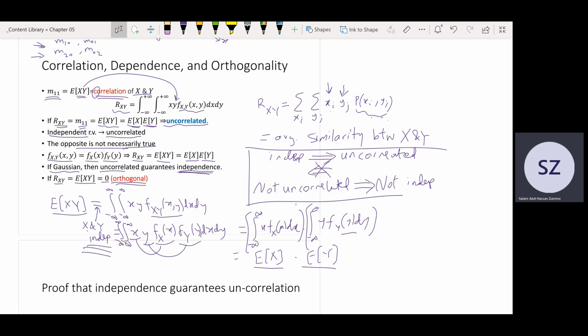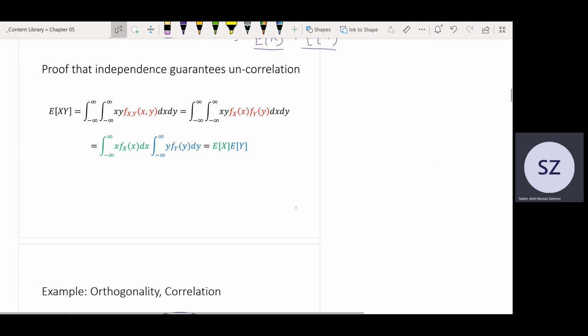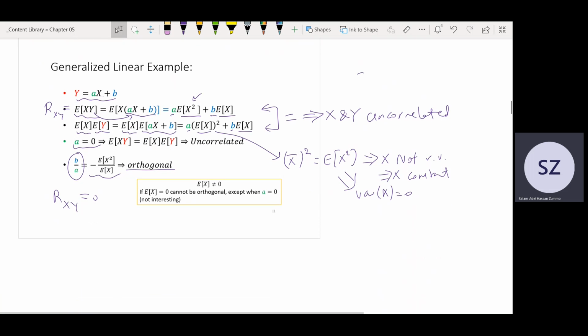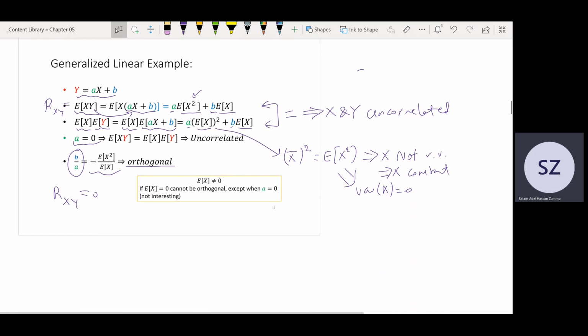And when two random variables are orthogonal, when they are independent, when they are uncorrelated, what is the relation between correlation, independence, and orthogonality? And we also talked about some examples of orthogonality, and then the linear transformation.